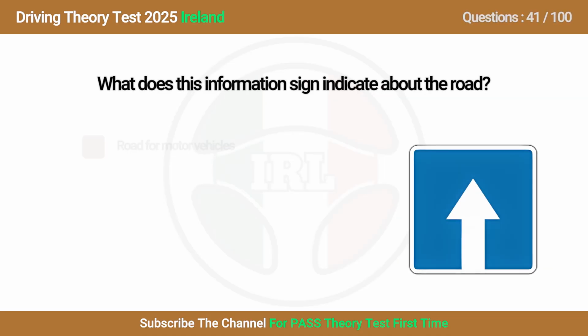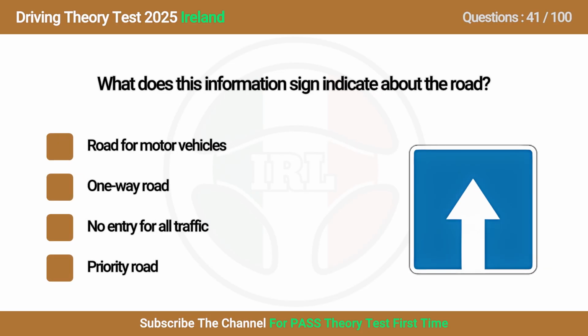Question 41. What does this information sign indicate about the road? A. Road for motor vehicles. B. One-way road. C. No entry for all traffic. D. Priority road.